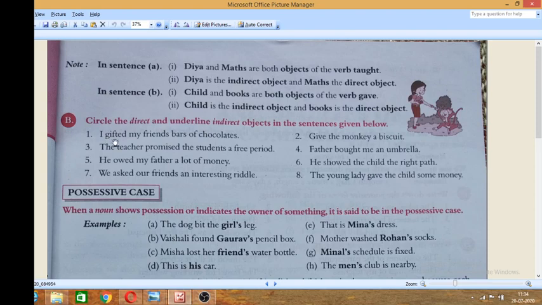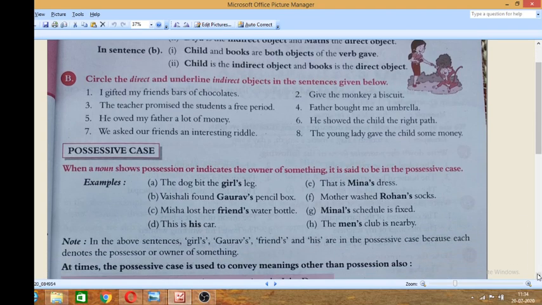Okay, I gifted my friends bars of chocolates. The answer is: my friends is the indirect object, and bars of chocolates is the direct object in this sentence. I have just given you the answer. These are things you also have to do yourself. No need to use a notebook, you can do this easily in your grammar book.